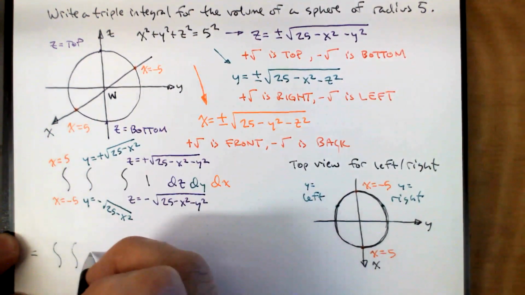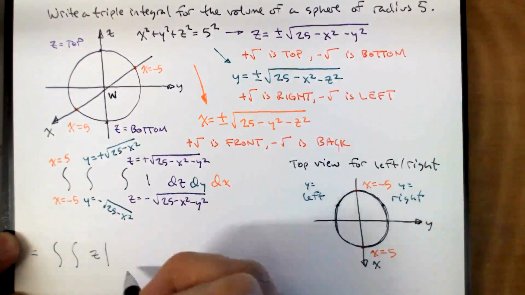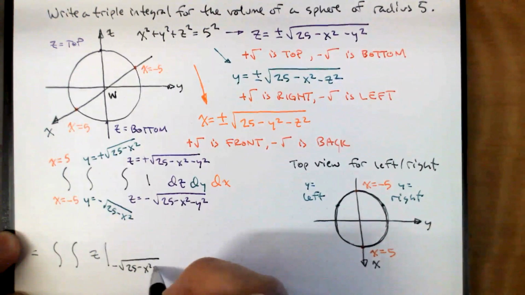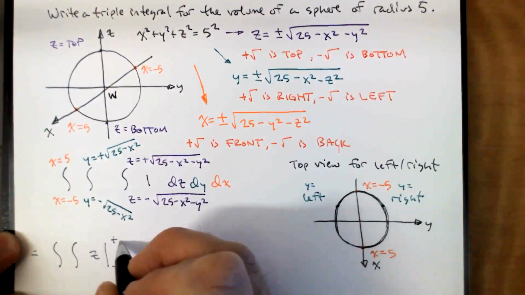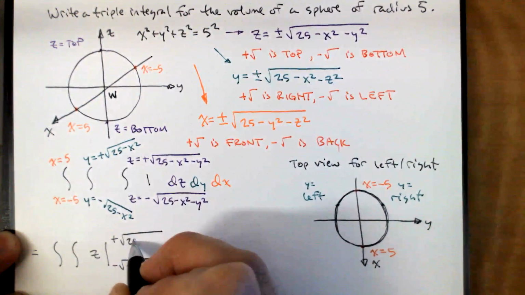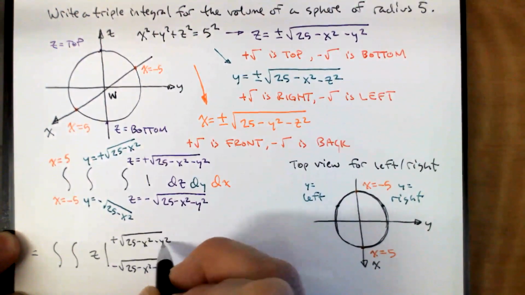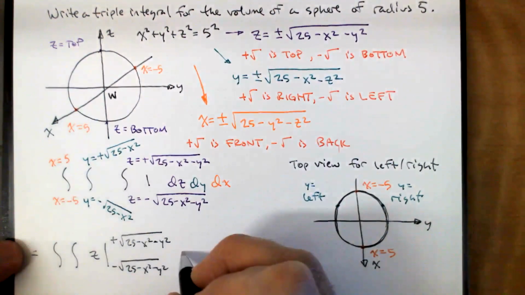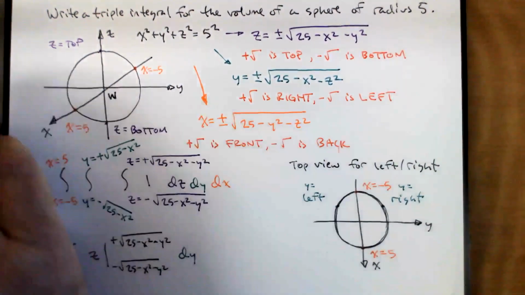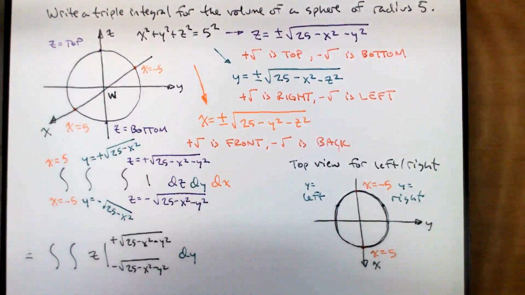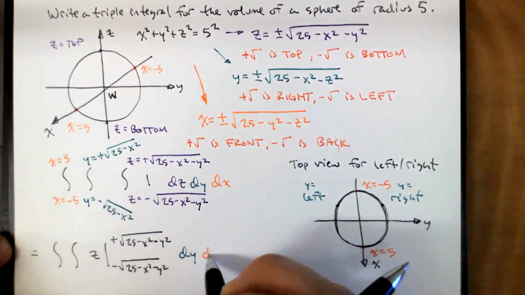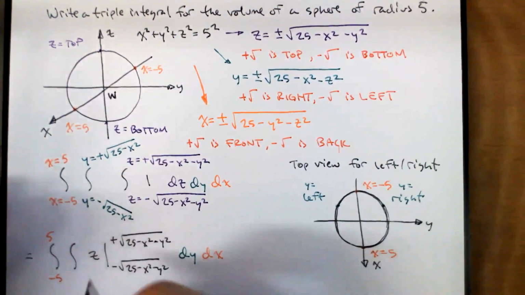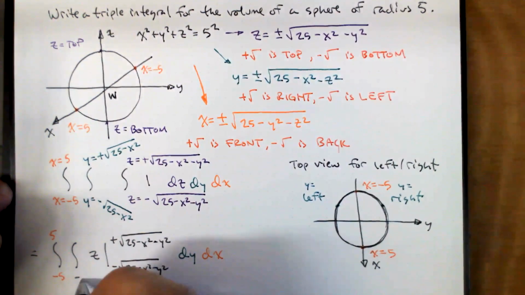The integral of 1 is z, and I evaluate that from the negative square root of 25 minus x squared minus y squared to positive square root of 25 minus x squared minus y squared. That's the dz integral. I still have the dy integral, and the dx integral. X is still going from -5 to 5, and y is still going to go from the negative square root to the positive square root.